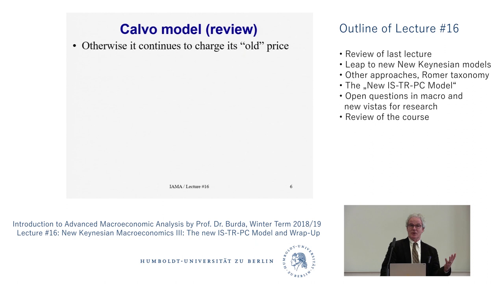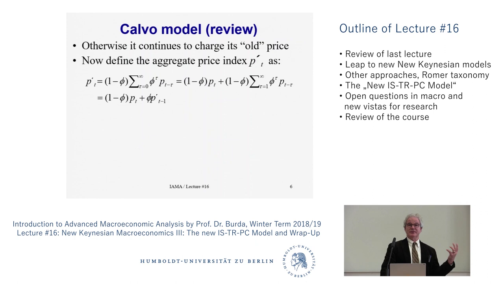Okay. Now, taking this under advisement, at the same time the firm charges its old price if it can't change, which means that you've got an index of the actual price level today. It's a mixture of those firms that actually do get to change today and those that are still stuck in the Calvo state of limbo, not being able to change the price. So you have a similar type of backward-looking moving average of the price today that you'd like to set, or you will set if you're allowed to set, with probability 1 minus phi. And then with probability phi, you're sort of stuck in the state of what you did before.